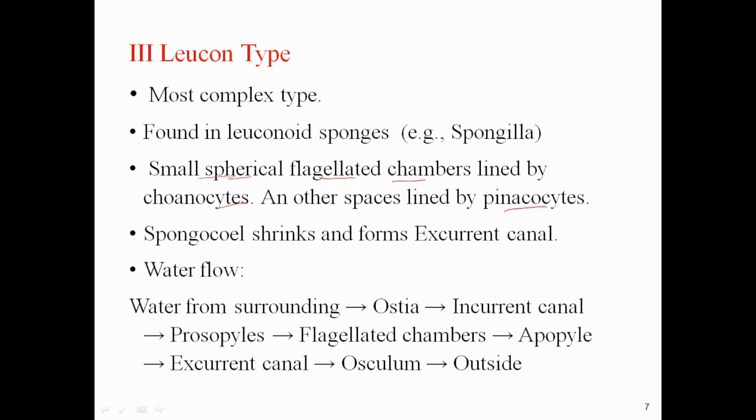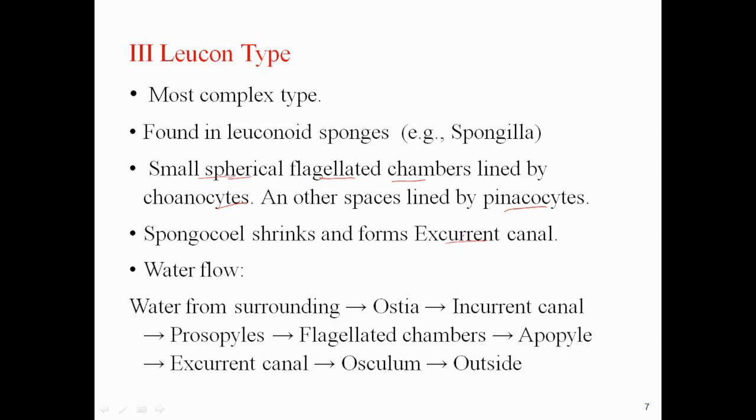One special character of this water canal system is that there is no spongocoel. The spongocoel shrinks and forms the excurrent canal. In the Leucon type, there is no spongocoel; it shrinks to form an excurrent canal.